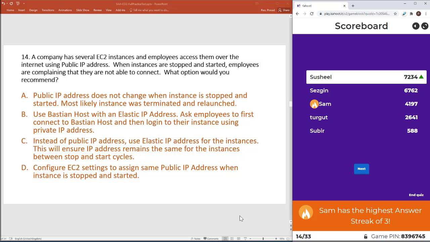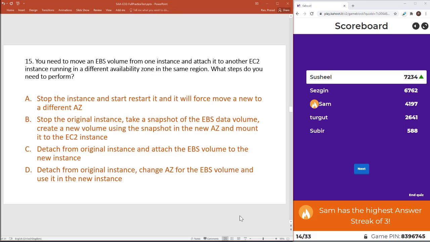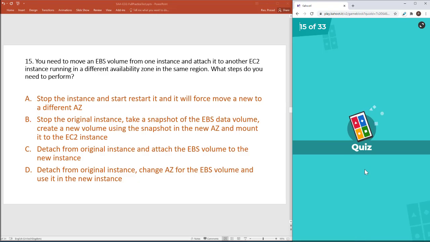Okay, Sushil is topping Sysgain to take the number one place, and let's go to the next question.